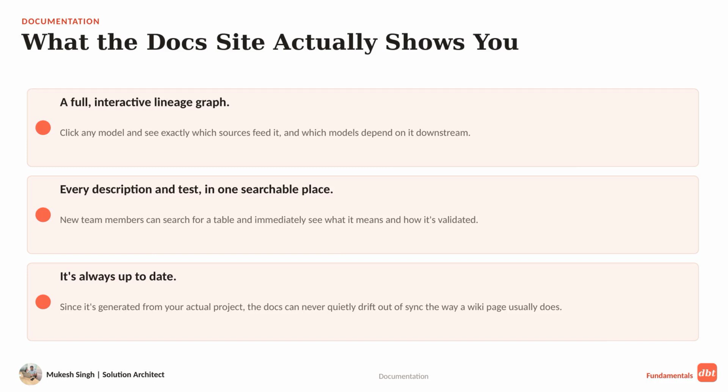Once it's running, the docs site gives you a full, interactive lineage graph. Click on any model, and you see exactly which sources feed into it, and which models depend on it further downstream. The same dependency graph DBT uses internally to decide run order. Every description and every test you've written shows up in one searchable place, so a new team member can look up a table and immediately understand what it means and how it's being validated.